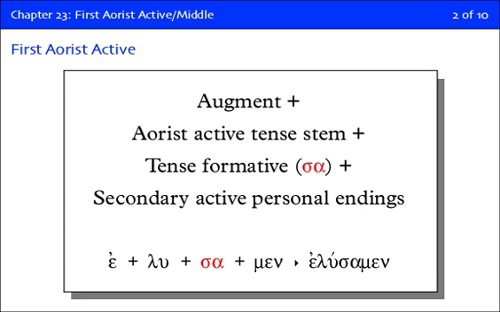And so, for example, if you have the verb luo, you have the epsilon for the augment, the aorist active tense stem, the tense formative sa, and in this case the first person plural ending men, and you get elusamen. And what you'll find is that when you see a first aorist, that sigma alpha is just going to start blinking at you. At least it should. That's the biggest indicator that you're in an aorist tense.